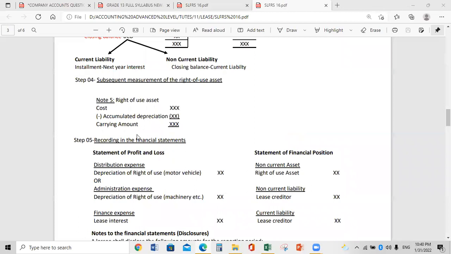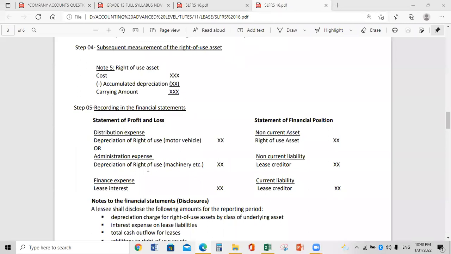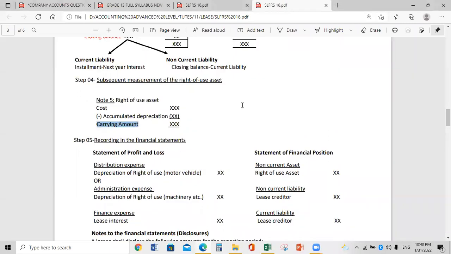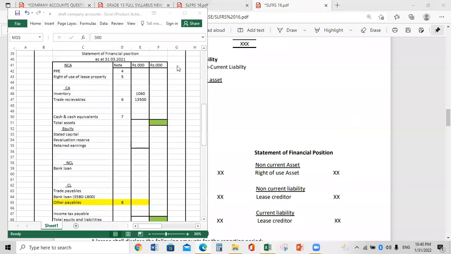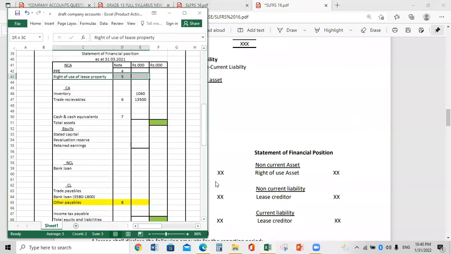The first place is note 5, right of use of lease property. Make sure you check your SOFP. In your SOFP, you have to record the carrying amount. That is the first place. SOFP, right of use of asset. This one I'm talking about. So that is the first place you have to record.